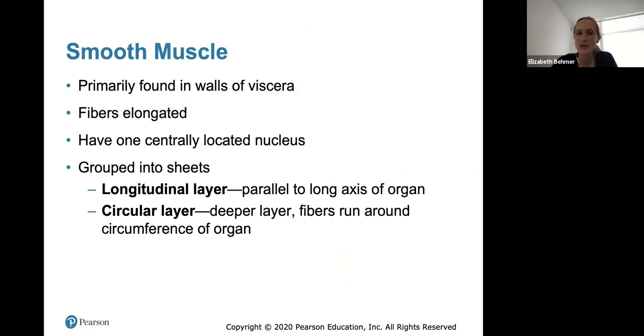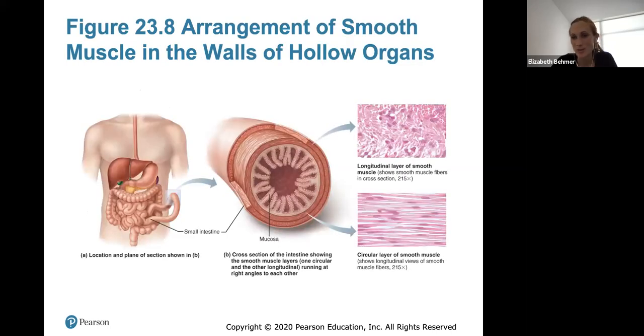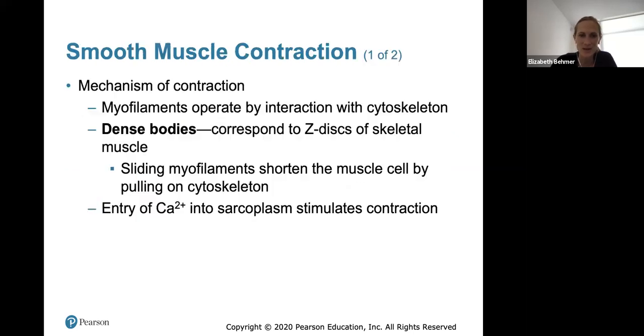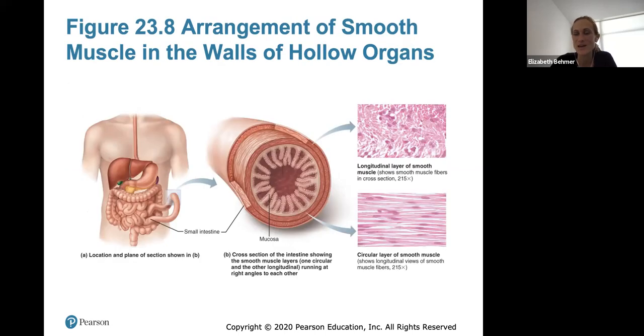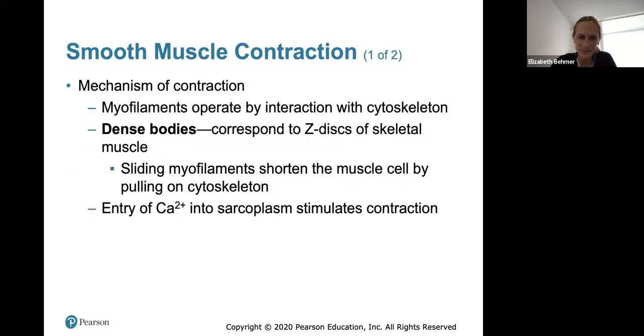Smooth muscle then is primarily found in the walls of your viscera. Fibers are elongated. It's grouped into different sheets, the longitudinal and circular layer. And these smooth muscle layers will help propel your food along. So again, you can see the layers of the stomach there, or of the GI tract organs there.